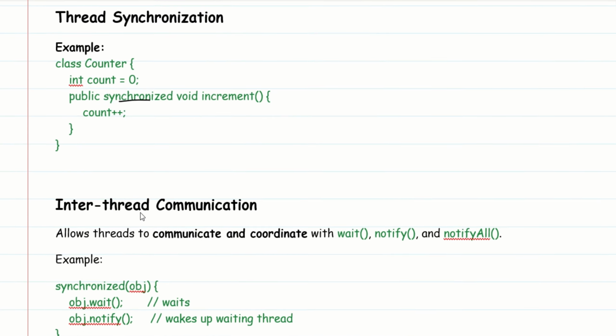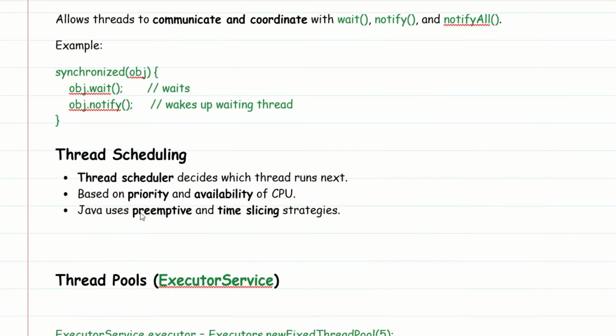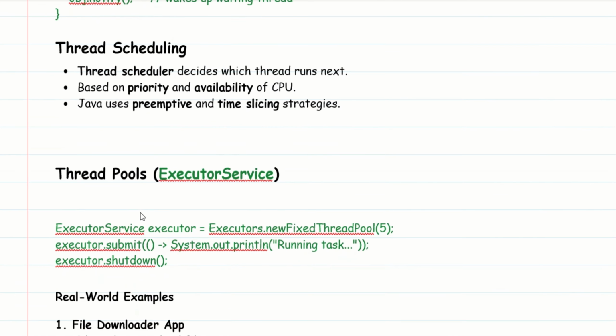Then inter-thread communication, which allows threads to communicate and coordinate with each other, like, as I mentioned, wait, notify, and notifyAll. Let's say within a synchronized block or method, you have called a wait method, which will make your thread wait, and notify will wake up the thread. Then thread scheduling. The thread scheduler decides which thread runs next, based on priority and availability of CPU. Java uses time slicing strategies, and you can utilize those as well.